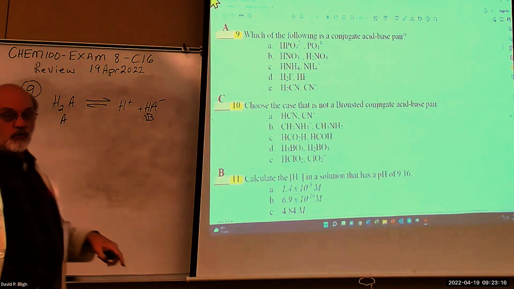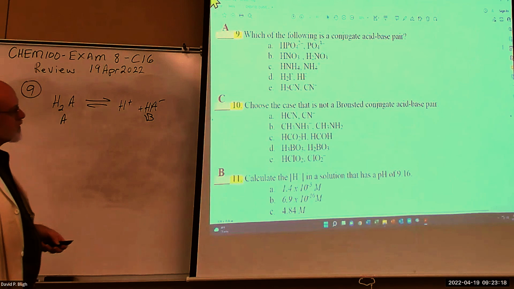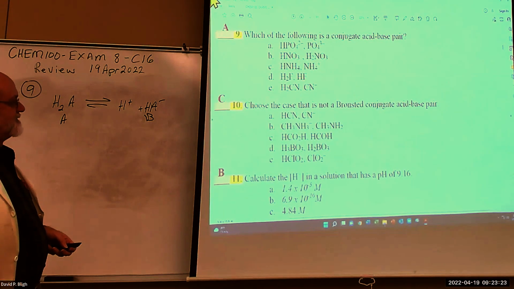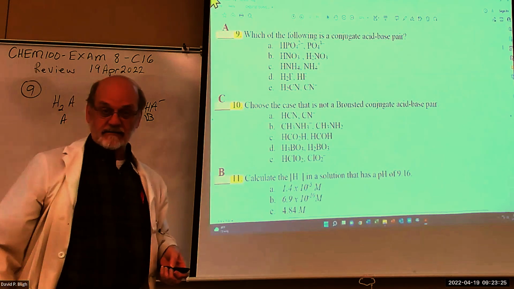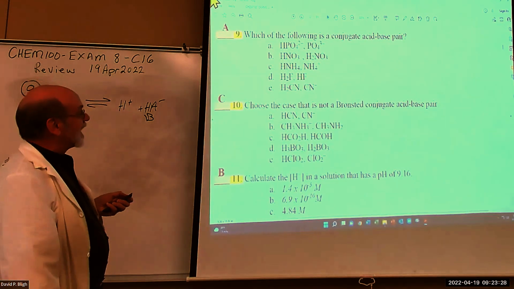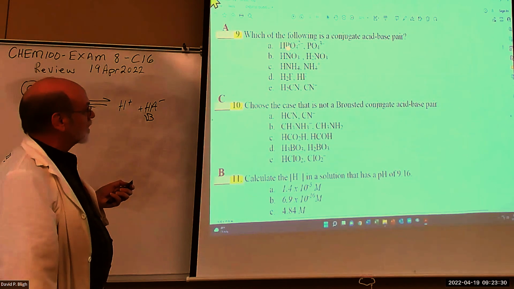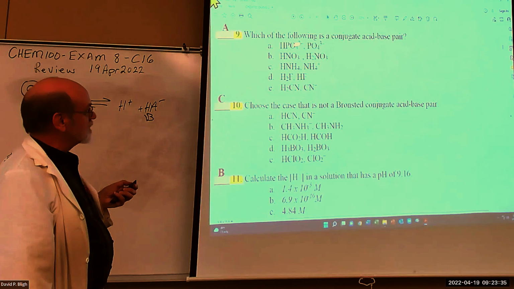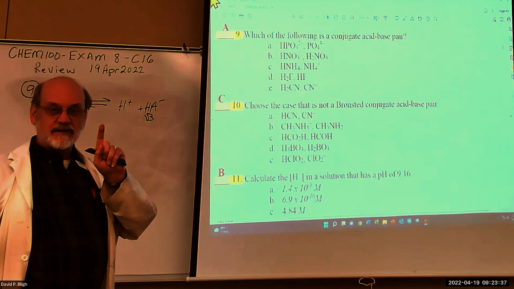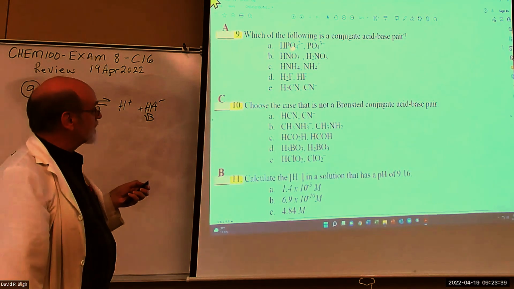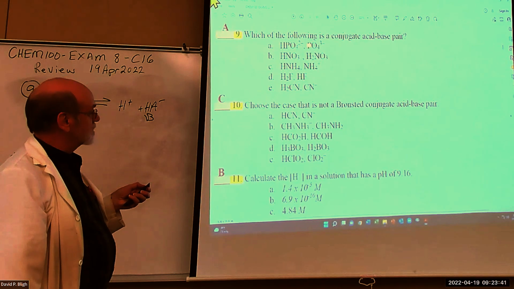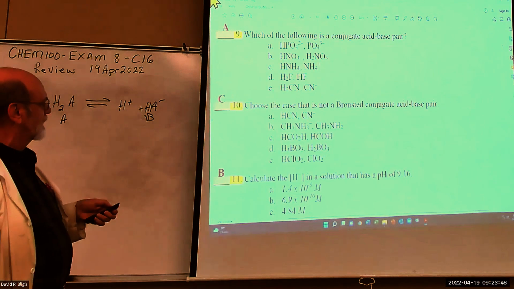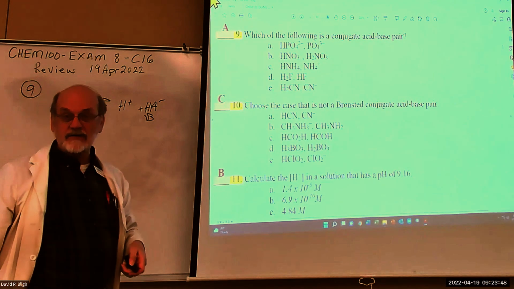Okay, so let's look at our choices. How about HPO4 2 minus and PO4 3 minus? That looks like a good candidate. We still have the PO4 part of the molecule over here, and this part is missing only 1 hydrogen. So this would be the acid, this would be the base. So A is a good candidate. Well, we found our answer actually.